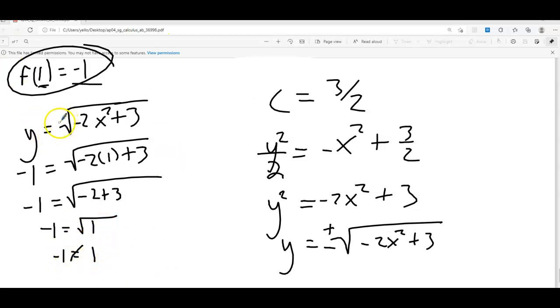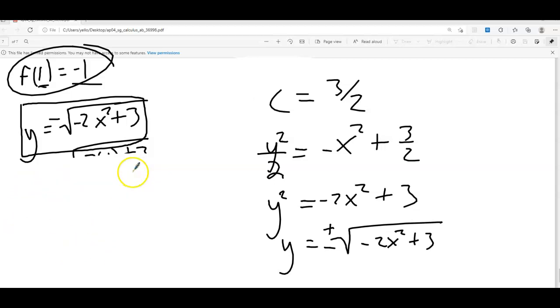Therefore, picking the positive one was the wrong choice, and it must be the negative version, and therefore this would be the correct answer there. All right, so there's our final answer, and that's the end of that particular problem.